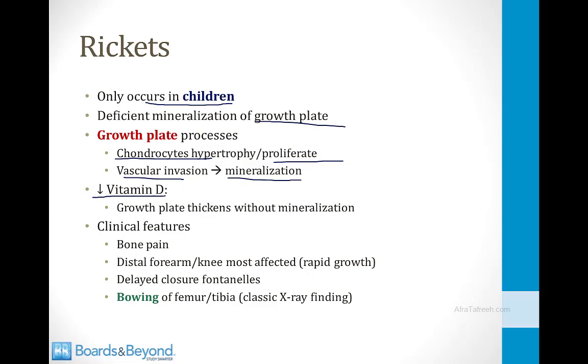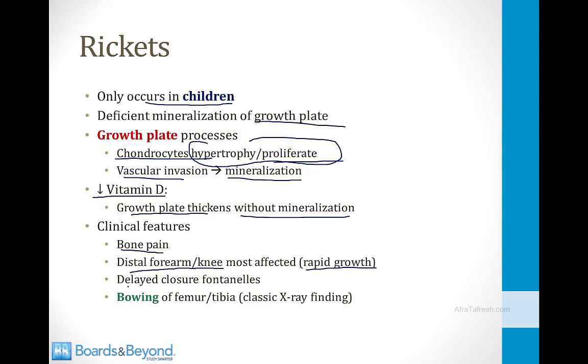When you don't have enough vitamin D in a child, the growth plate will thicken, the chondrocytes will hypertrophy and proliferate, but it won't mineralize. As a result, you get very weak and abnormal growth plates. The clinical features are bone pain, and the distal forearm and knee tend to be the most affected because there is rapid growth in these areas.